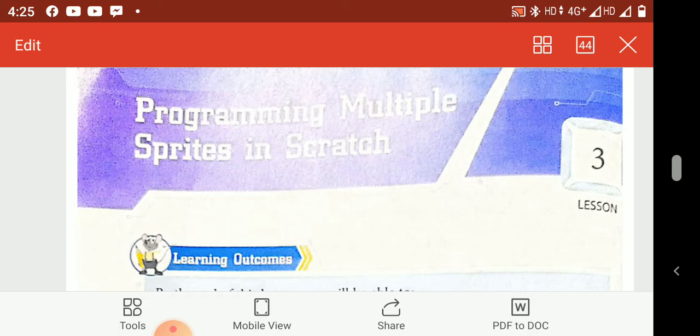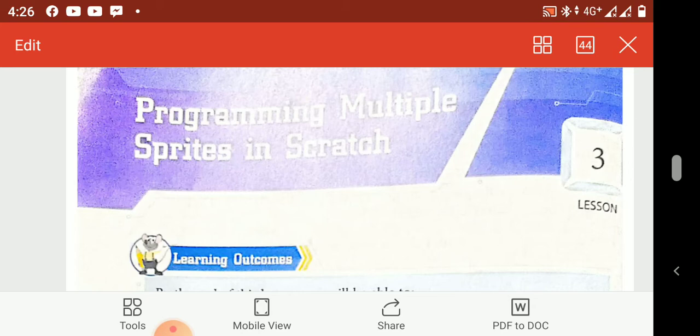So, today we are going to learn our lesson number 3. Do you know, students, the title of this lesson? Your lesson title is Programming Multiple Sprites in Scratch. Before starting your lesson, I will explain your chapter title.